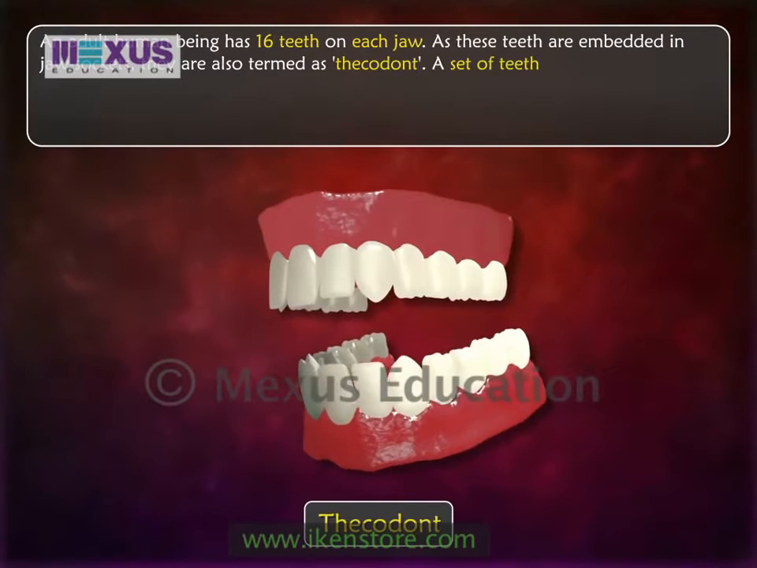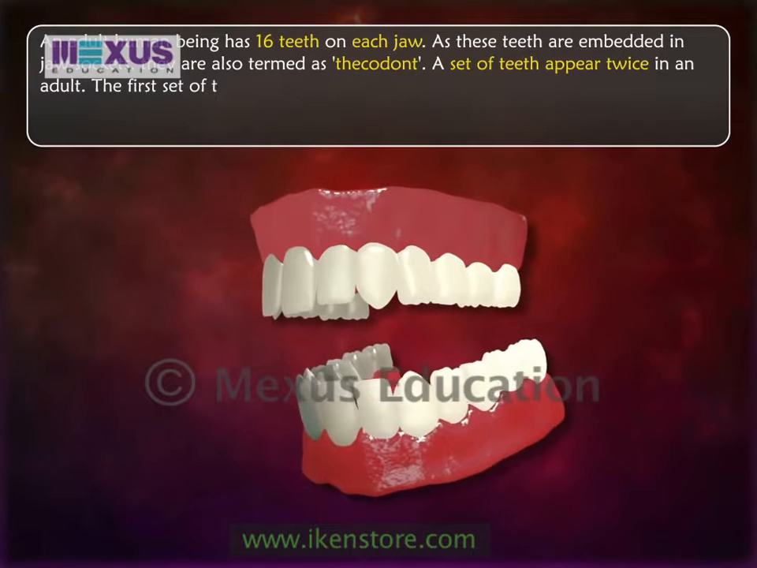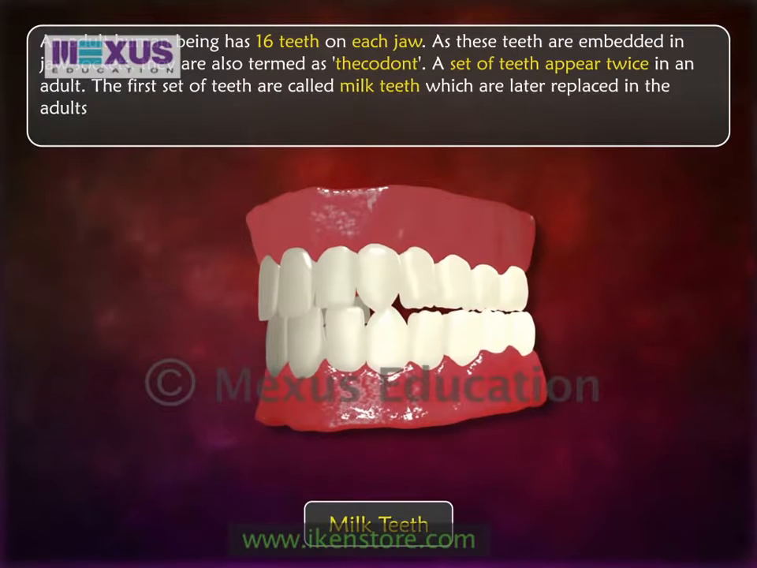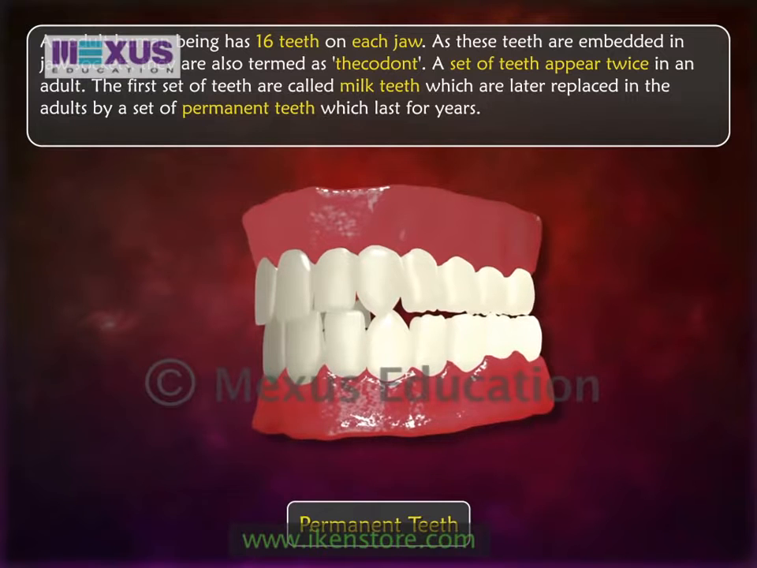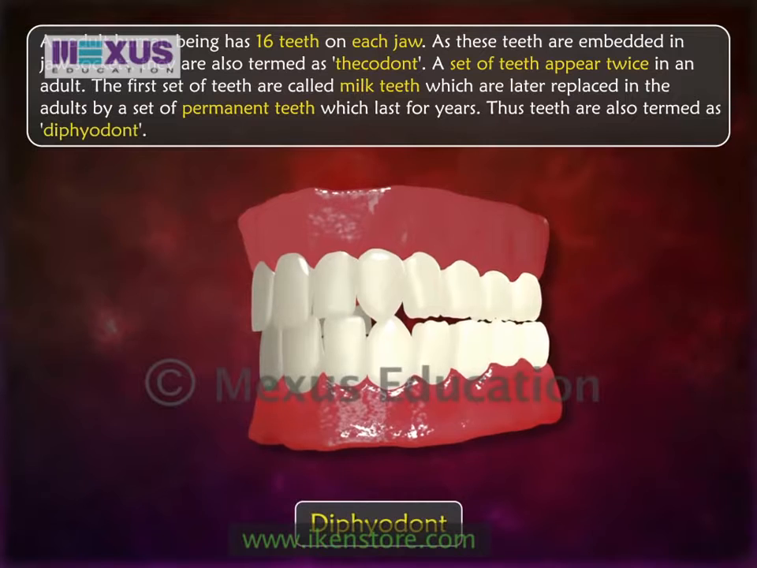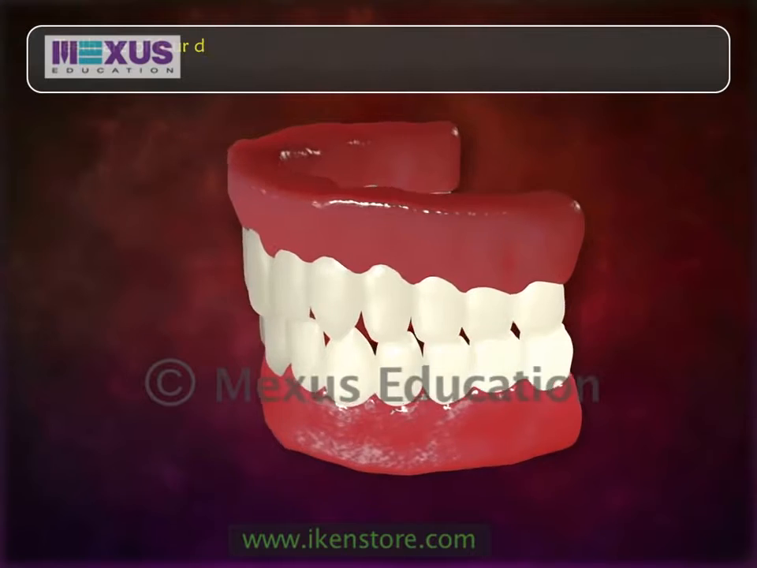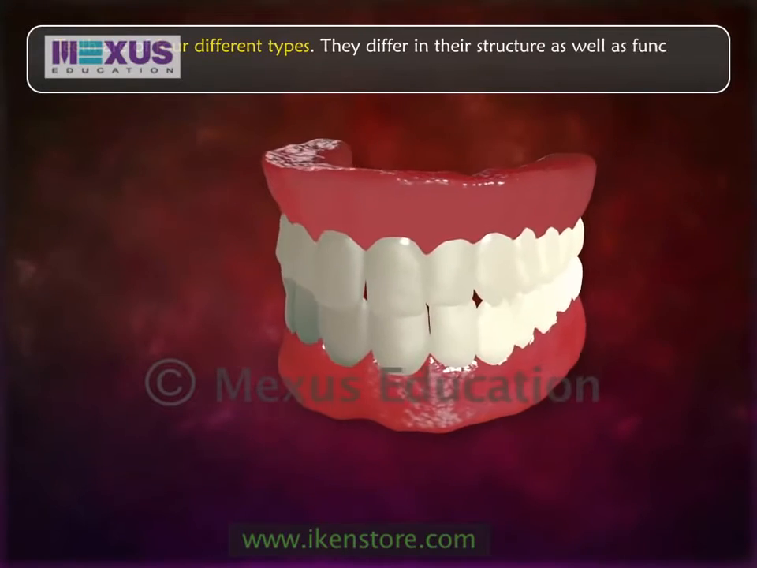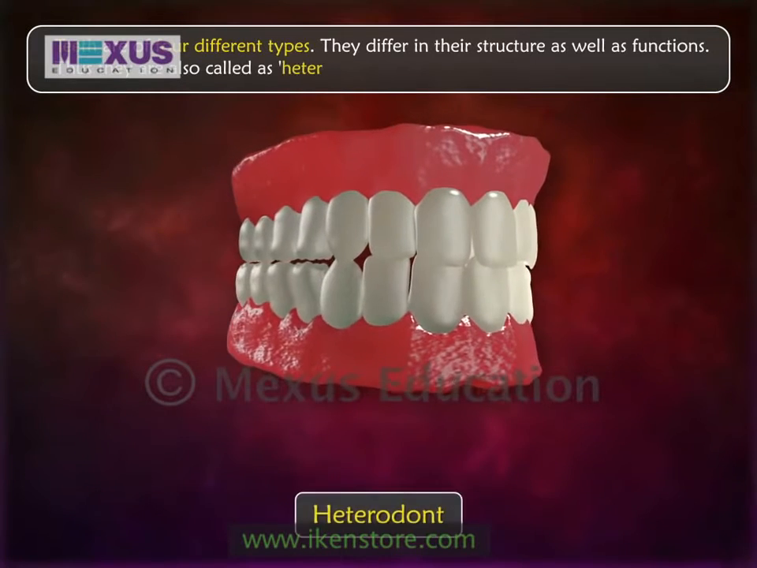A set of teeth appears twice in an adult. The first set of teeth are called milk teeth, which are later replaced in the adults by a set of permanent teeth which last for years. Thus teeth are also termed as diphyodont. Teeth are of 4 different types. They differ in their structure as well as functions. Thus they are also called heterodont.